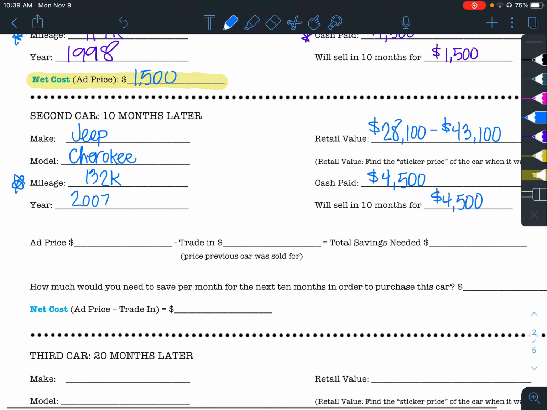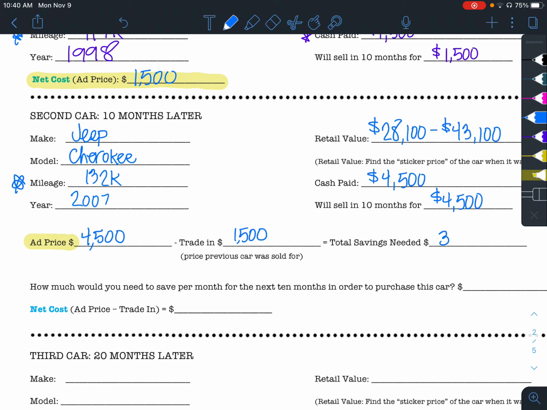So here we have some new blanks that I did not have on the previous because our situation is different. The ad price is the advertised price. So for the Jeep, that's $4,500. The trade-in is what I sold my last car for. So that's $1,500, assuming that if I sell my GMC Jimmy, I'll get $1,500 out of that and be able to put that towards my new car.